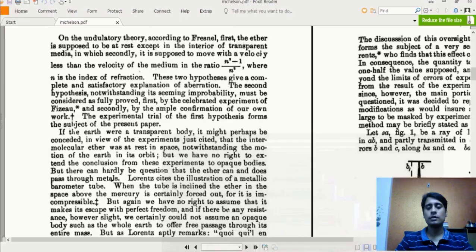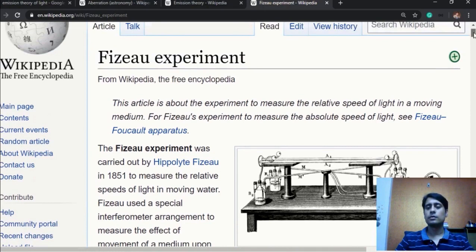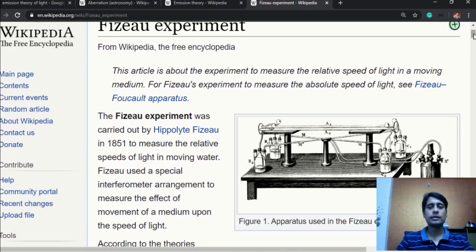I'm not going into detail, but you can read about it in any book. You can read it in Special Relativity by Resnick and Halliday. Also, on this Wikipedia page, the Fizeau experiment was carried out by Fizeau in 1851 to measure the relative speed of light in moving water. So the experiment was done to see the effect of the motion of water on the speed of light. Is there any effect that a moving medium can have, so that the speed of light is relative to a moving medium, or is it absolute with respect to ether?